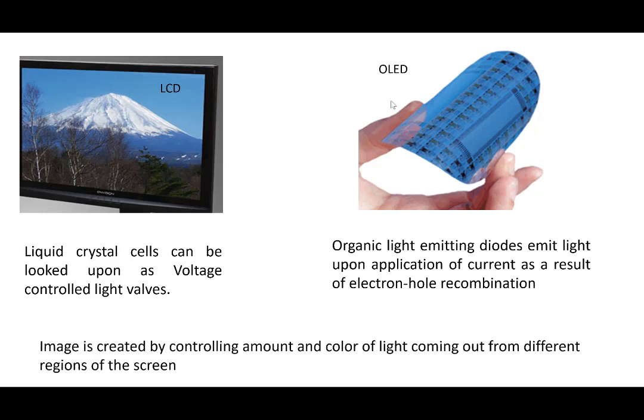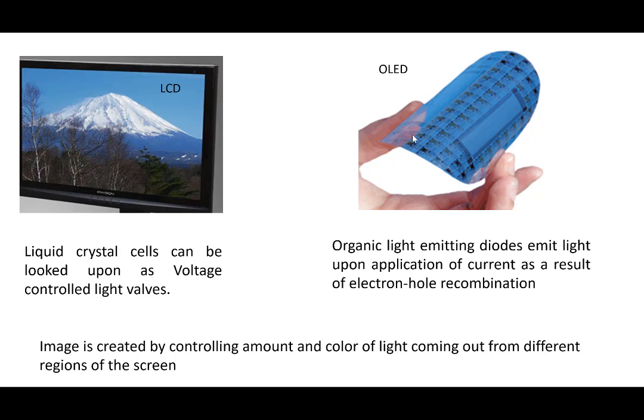And so the image is controlled by controlling the amount and color of light coming out from different regions of the screen. For example, we would have this particular display filled with lots of light emitting diodes. And by altering the amount of current that flows through each diode, you can alter the brightness of that particular light emitting diode. You can make it completely off, you can make it completely on, or you could have any number of levels of brightness in between completely off and completely on, right?